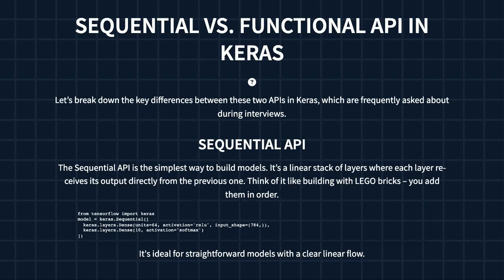Okay, let's talk about how Keras handles building neural networks. The sequential API is the easiest way to do it. You just stack layers one after another, like building with Lego bricks. It's great for simple models where everything flows in a straight line. Now the functional API gives you much more control. Instead of a single chain, you define your model as a whole graph, allowing layers to connect in different ways and handle multiple inputs or outputs. It's more flexible but also slightly more complex. Understanding these differences is crucial for designing effective models.